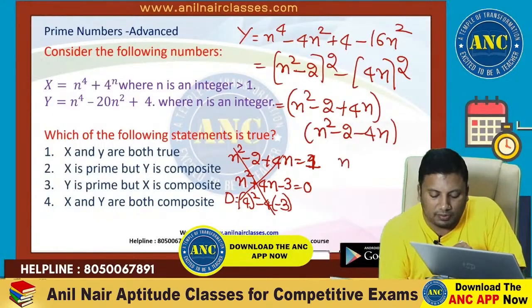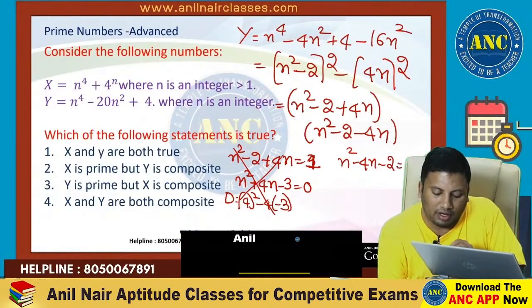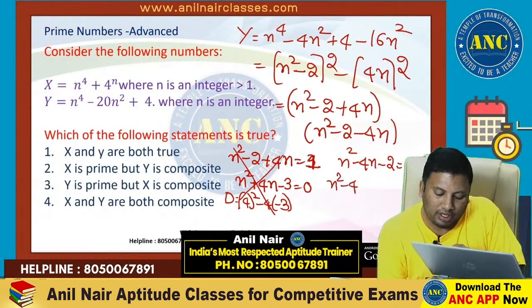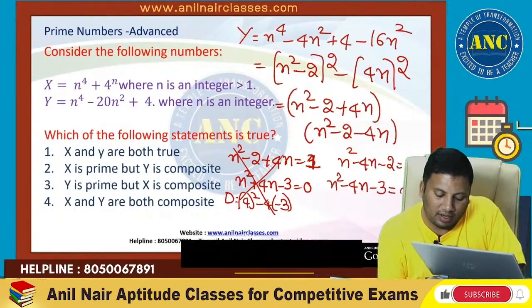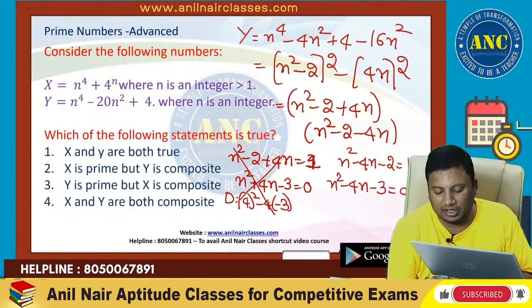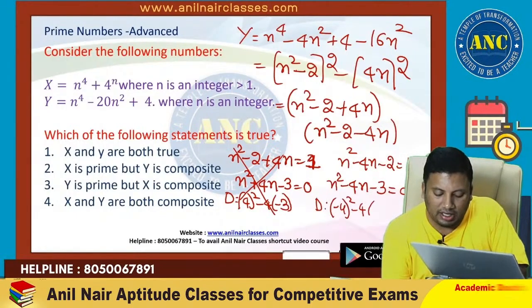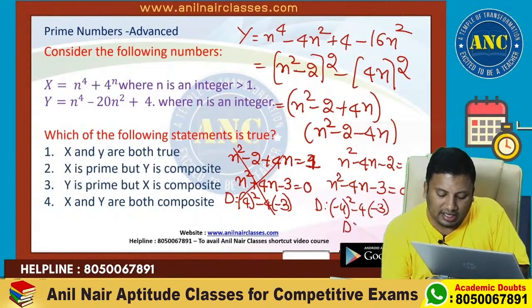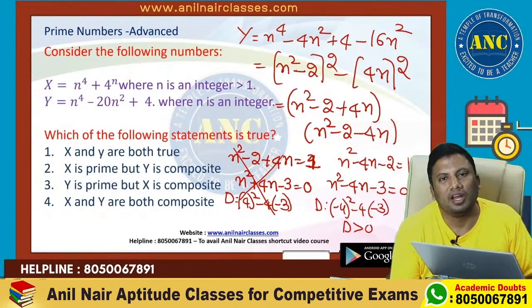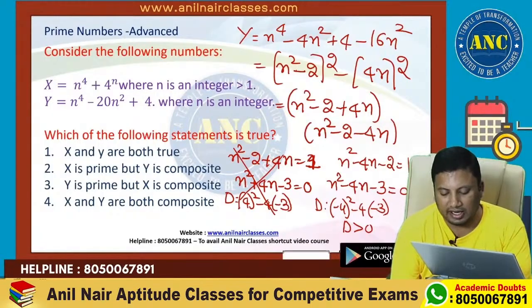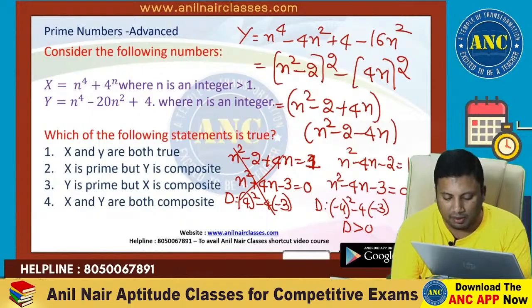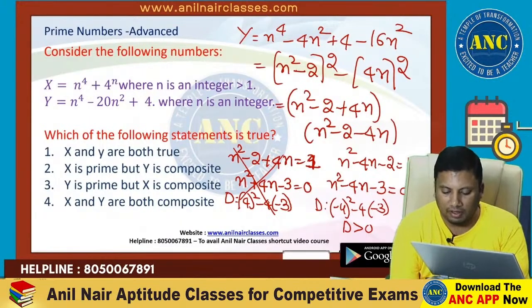So these are not possible. N square minus 4n minus 2 equivalent to 1. N square minus 4n minus 3 equivalent to 0. Again D value is b square minus 4ac, and again D is greater than 0. Discriminant is greater than 0. If n is any integer it is forming, then that value will be the answer.